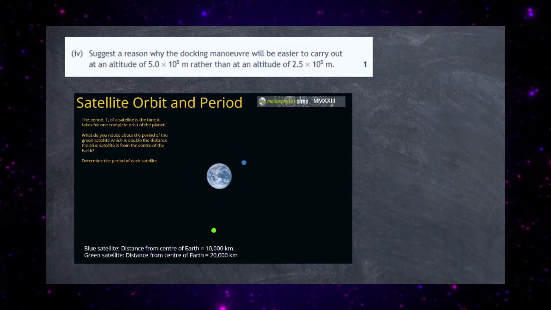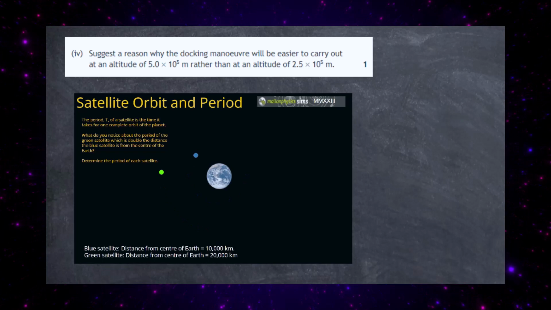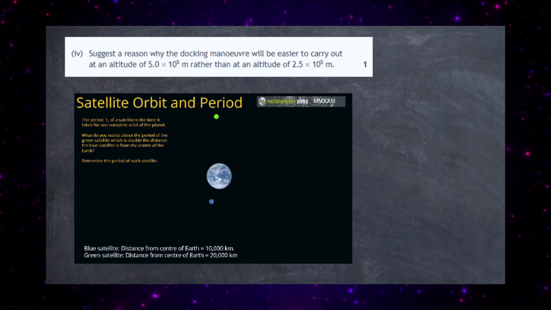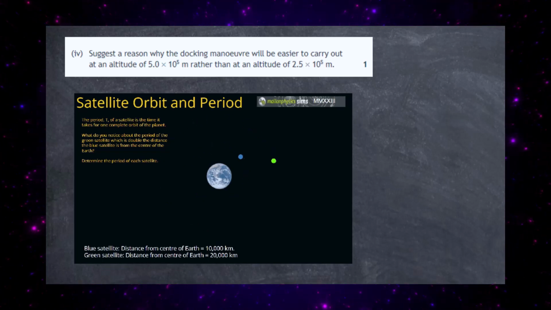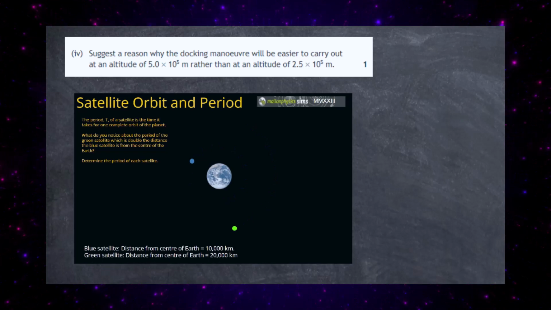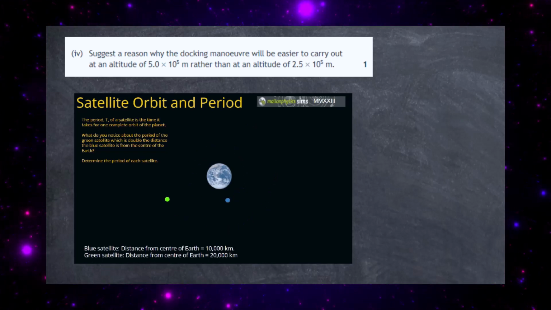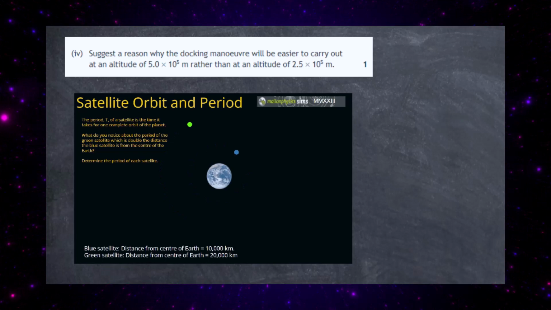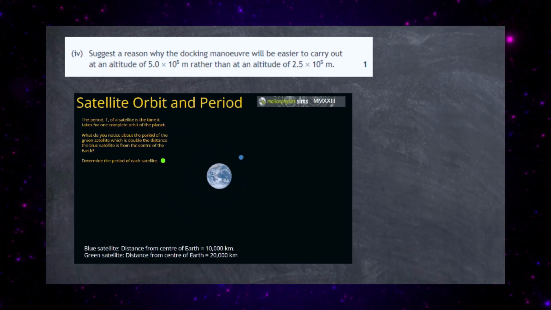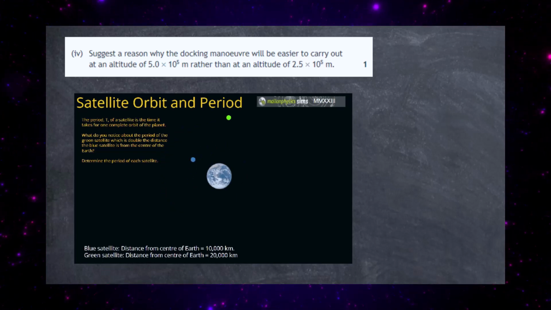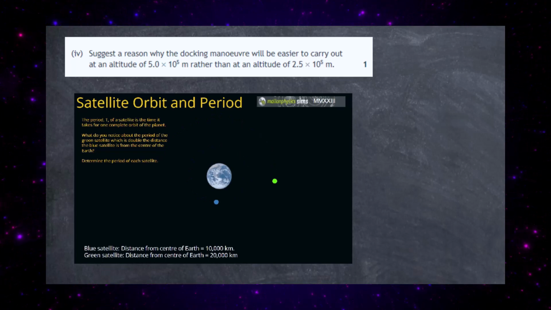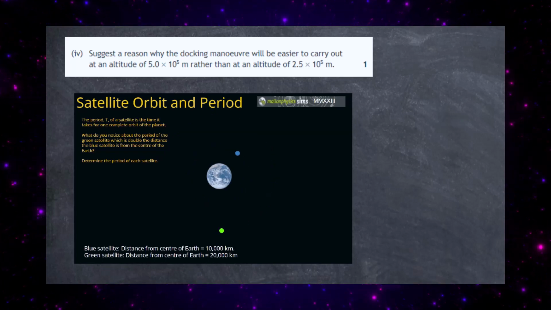The blue satellite orbiting the Earth there has got a bigger tangential speed because it's in a lower orbit. So if you go to a higher orbit, your tangential speed is going to become smaller, which gives you a better chance to dock safely with another spacecraft in that orbit. You're not going to be travelling too fast approaching each other. So that's a simple 1 mark response.